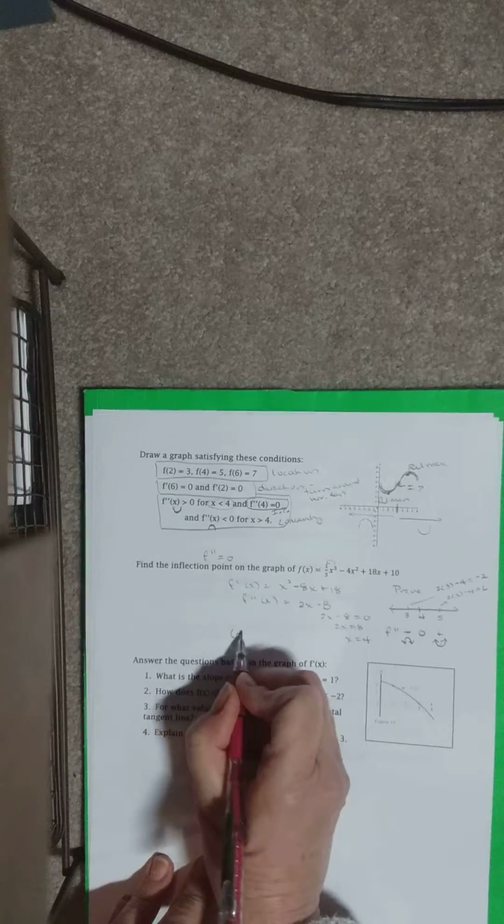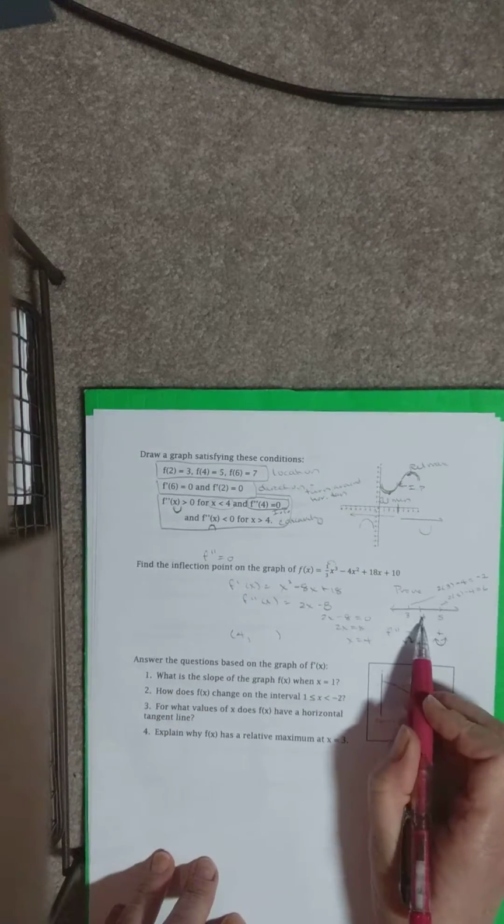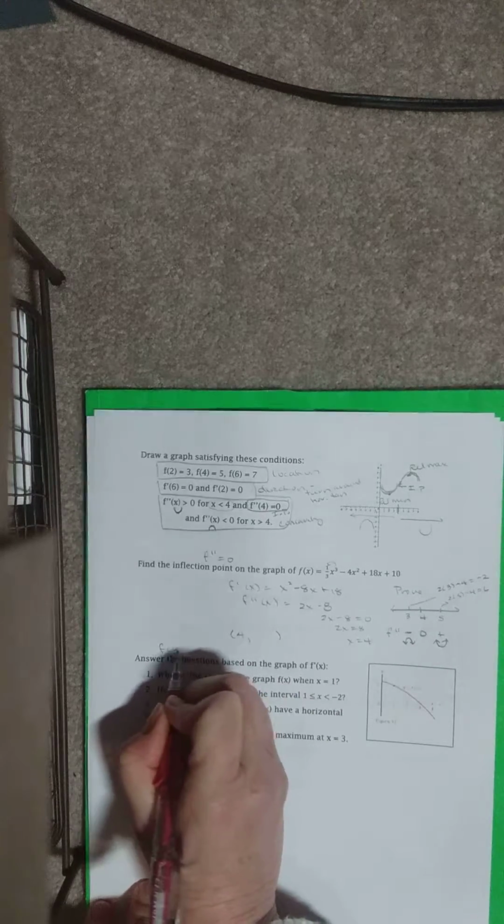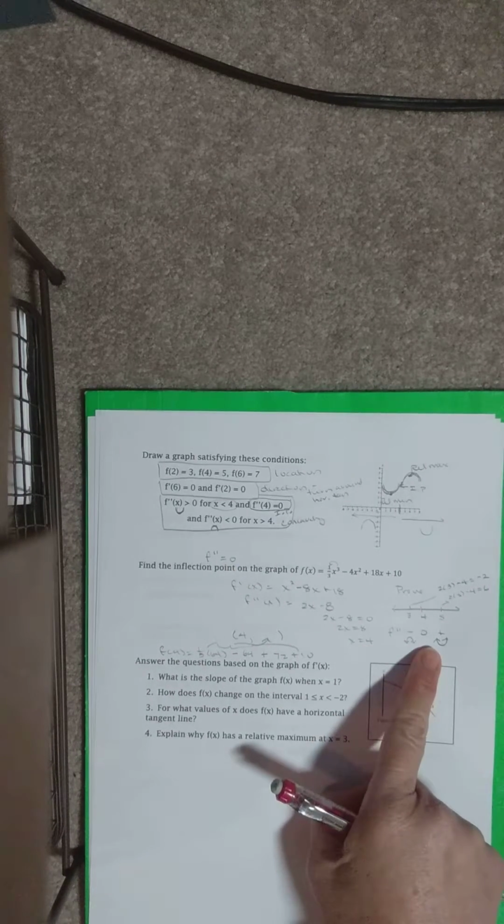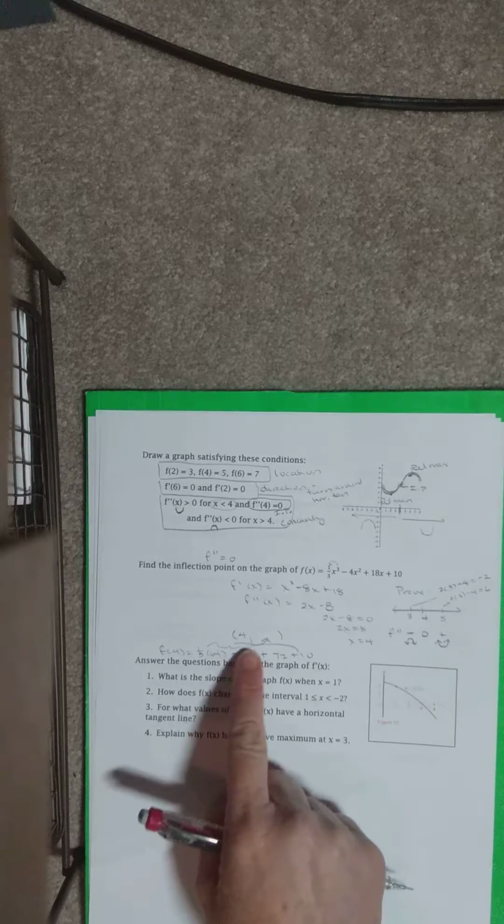And that change in concavity is happening when x is 4, and when y is... now I've got to plug 4 back into my function. So 4 cubed and 4 times 4 squared and 18 times 4 and 10. When I put all those numbers together, I'll let you do that. But that's my y value. So that is my inflection point. I set the second derivative equal to 0, solve for x, show a change in concavity, and then get the y value.